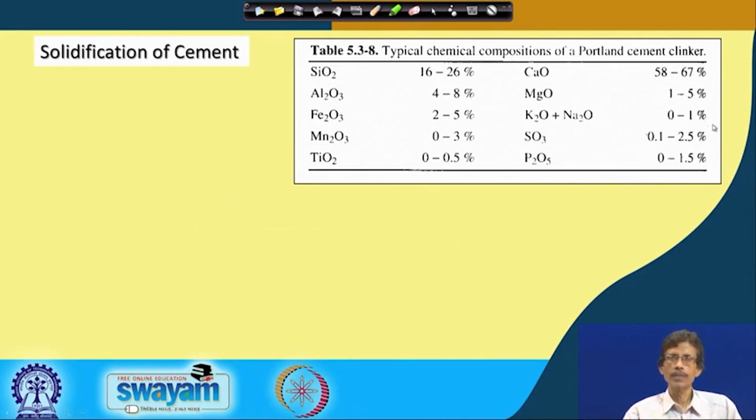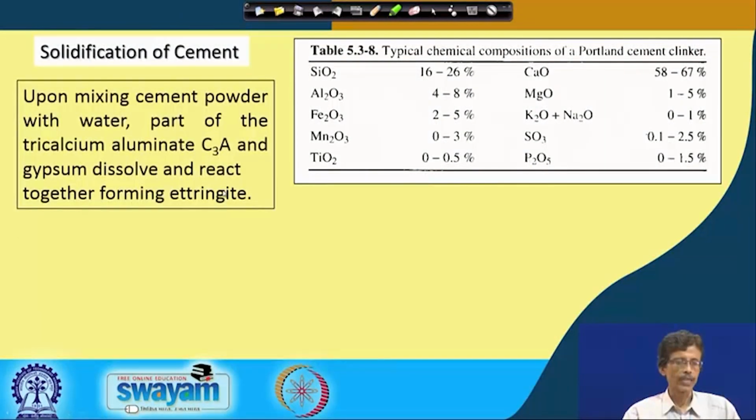So, below 1% you have the oxides of potassium and sodium, and sulfur trioxide and phosphorus pentoxide can also be present, because you cannot avoid them sometimes, but they will be very small, below 2.5% and below 1.5% respectively. When we mix this with water, you can think of the corresponding process of solidification.